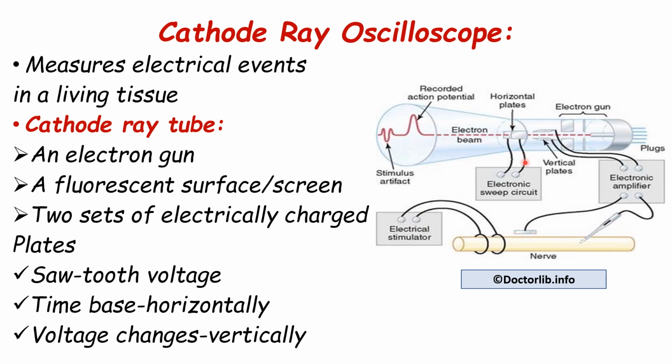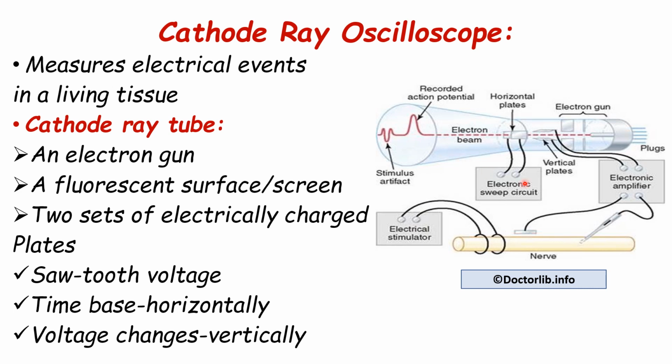Then the vertical deflection plates, as I told you, are connected to the recording electrodes. The potential changes being recorded are amplified by the amplifier, and the voltage changes will be deflected by these vertical deflecting plates. The magnitude of deflection will be proportional to the potential difference between the two plates. And this action potential is recorded as vertical deflection of the beam of electrons as it moves across the fluorescent screen.